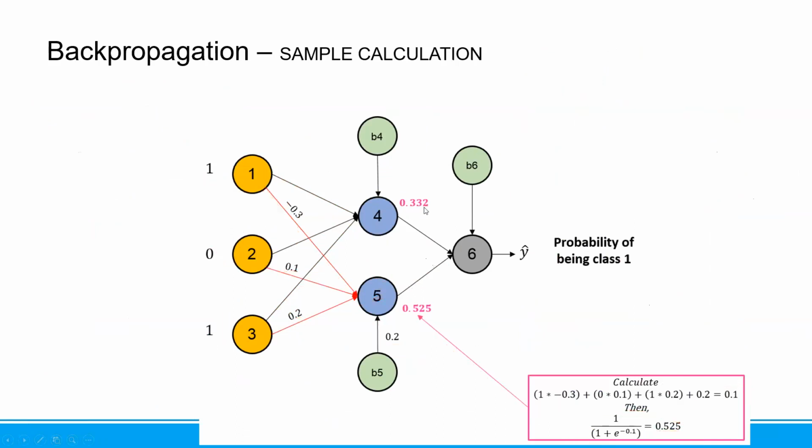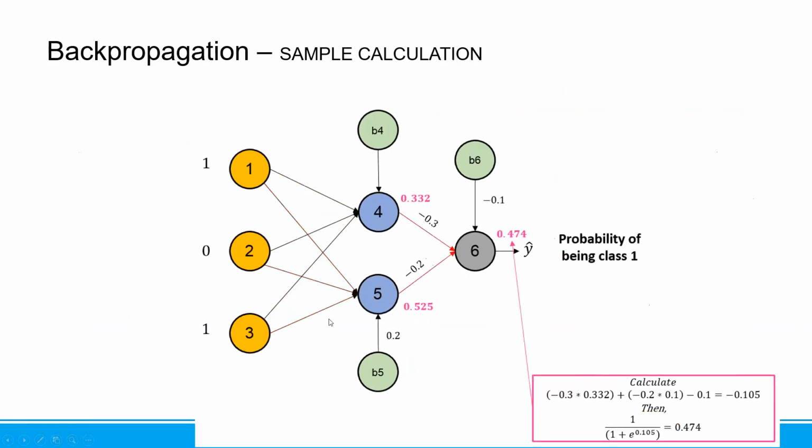After we have the numbers here, 0.332 and 0.525, we can calculate the output in unit 6 because we already know these numbers. So we have this number 0.332 multiplied by minus 0.3 plus 0.2 multiplied by, oops, I think I missed this one. It should be 0.525. Okay, I'm sorry. This one should be 0.525.